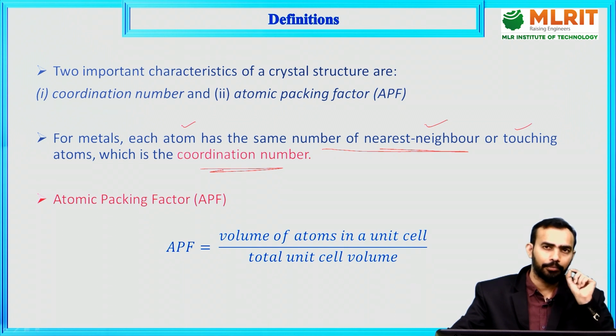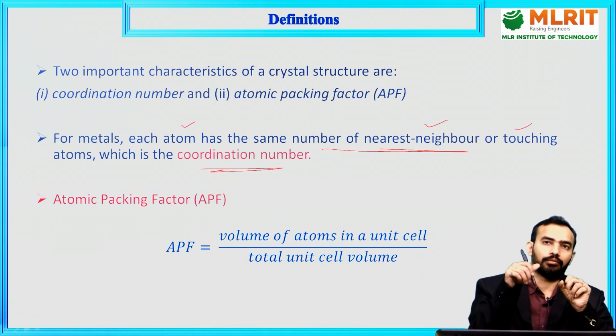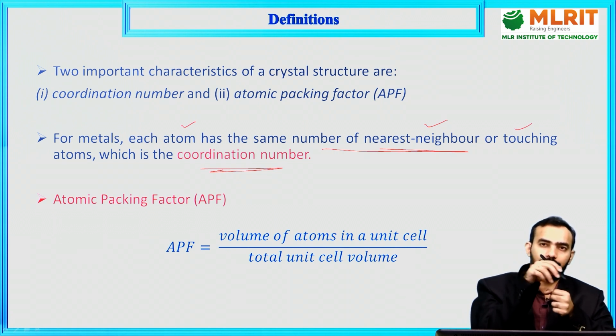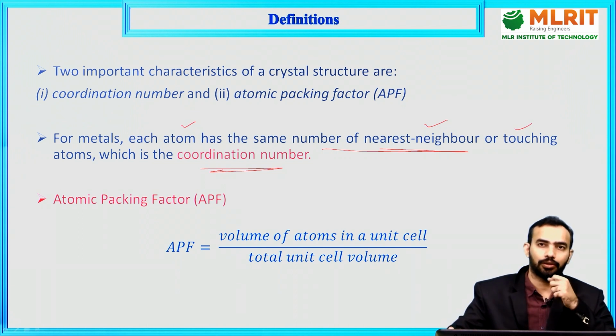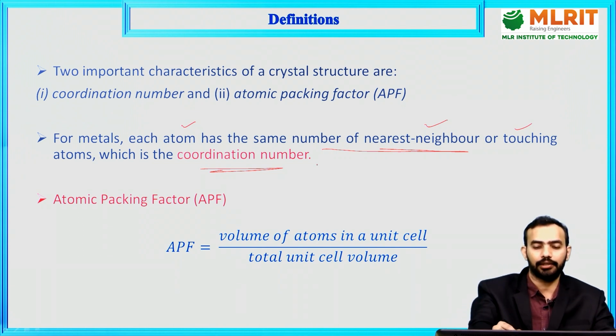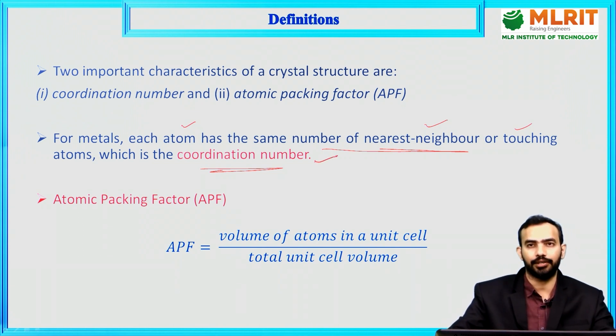In that, each atom will have the same number of nearest neighbor atoms. How many immediate adjacent atoms one particular atom is coordinating with, that number is called the coordination number.